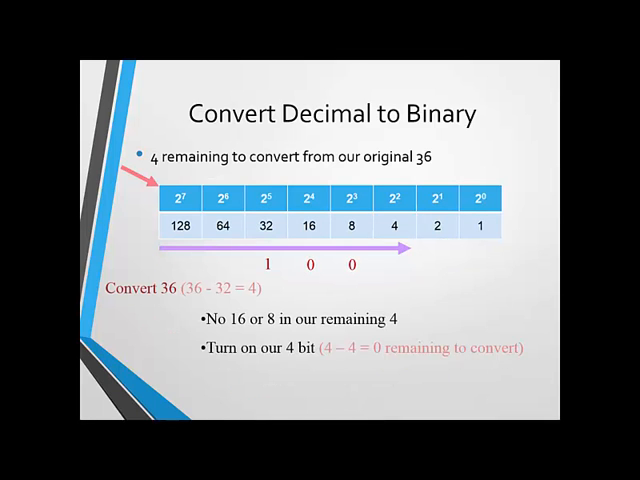No 16s or 8s in 4, so I'll turn on that 4-bit, leaving me none left to convert. So I'll turn off my remaining bits. So base 10, 36 equals base 2, 100100.